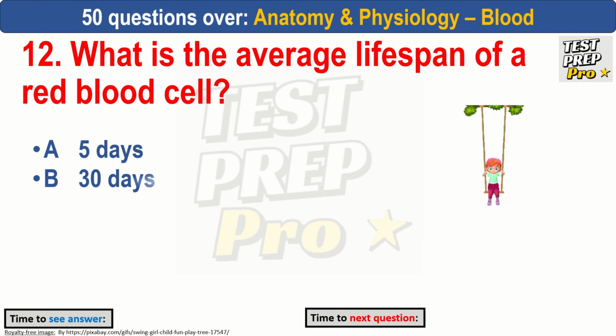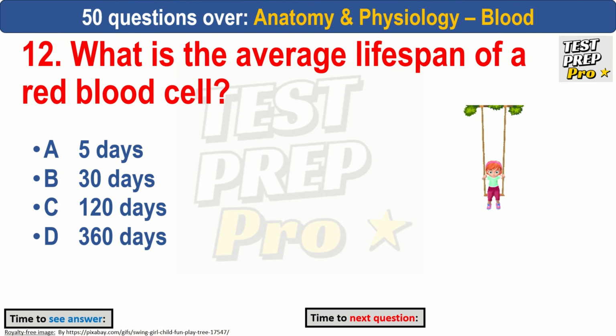What is the average lifespan of a red blood cell? Is it A, 5 days, B, 30 days, C, 120 days, or D, 360 days?